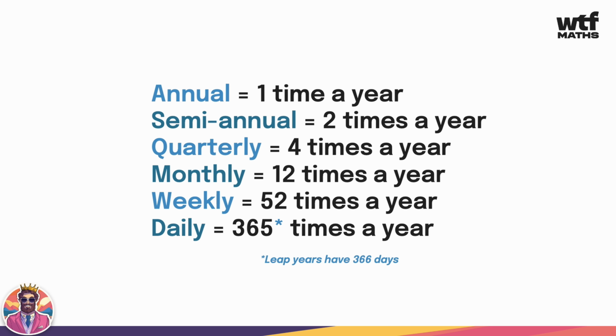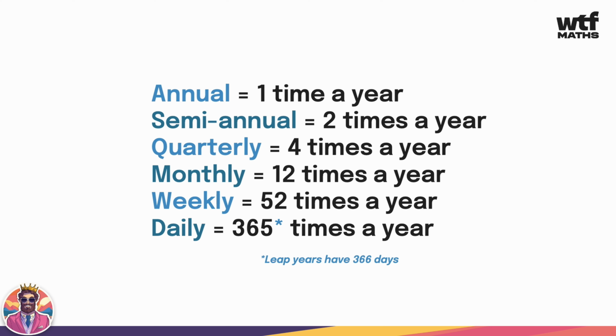Before we get started, it's important you understand what these words mean. Annual means one time a year, semi-annual means twice a year, quarterly means something happens 4 times a year, monthly is 12 times a year, weekly is 52 times a year, and if something happens daily, there's 365 times it happens in a year.